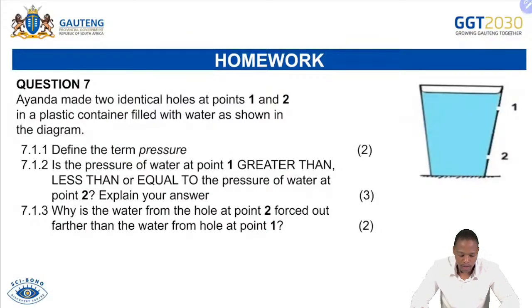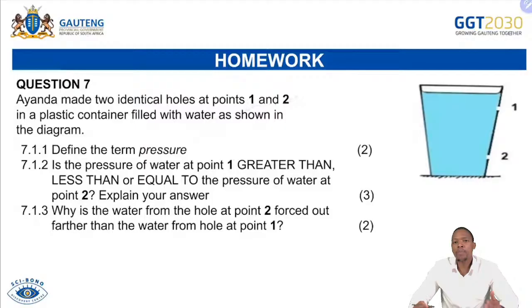Okay, the second part of the homework talks about pressure, and I made 2 identical holes at point 1 and 2 in a plastic container filled with water as shown in the diagram. You define the term pressure, which we've talked about. Is the pressure of water at point 1 greater than, less than, or equal to the pressure of water at point 2? Explain your answer.